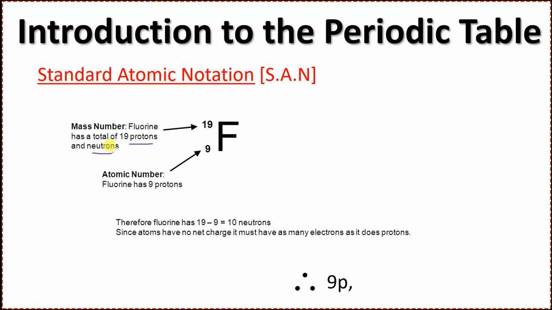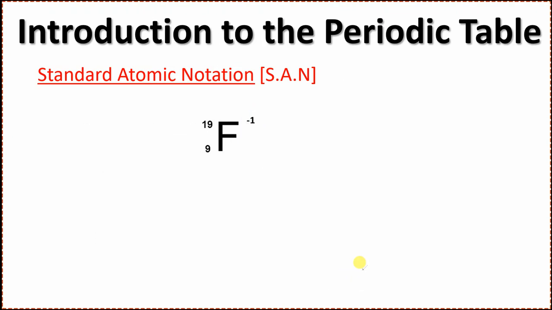We've discovered that this atom has 9 protons. It has 9 electrons. There's no charge here. There's nothing up here to tell us that it's more positive or negative. So we'll assume that it's a neutral atom. So these two are going to be the same. And our 10 neutrons is listed as well.